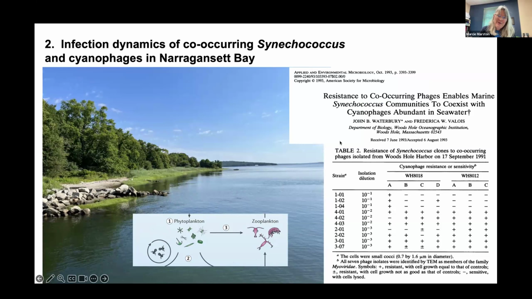We thought about this in terms of this paper that was written by John Waterbury in 1993. And he did this work at WHOI, and it's a wonderful paper.